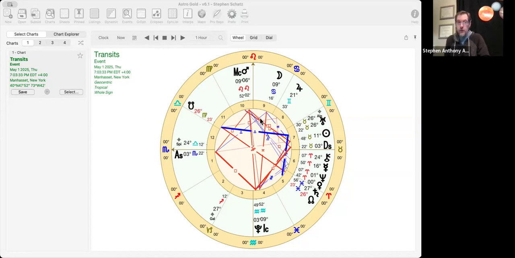So then we go to the squares. The square is a 90-degree angle, a 4th harmonic aspect. It perfects at 90 degrees. Planets that square each other are 3 signs apart. So this is 3 signs apart, like the sun and the moon.